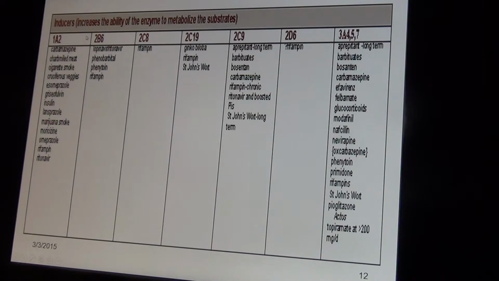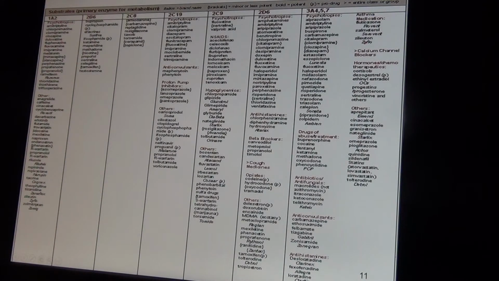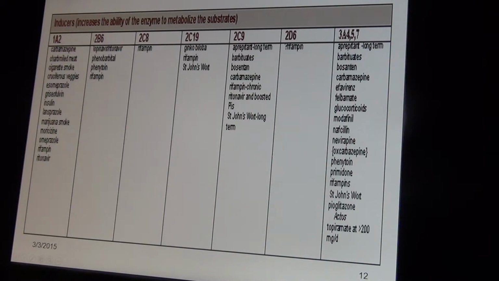And then we have the inducers. The inducers increase the ability of the enzyme to metabolize the substrates. So we have this list of CYP1A2 inducers. A drug such as carbamazepine will induce CYP1A2 and cause an increase in the ability of the enzyme to metabolize the substrate. These are the substrates that I showed you before. Then we have inducers of CYP2B6, and inducers of CYP2C9, like carbamazepine, St. John's wort, and then CYP3A4, etc. There are so many of them.